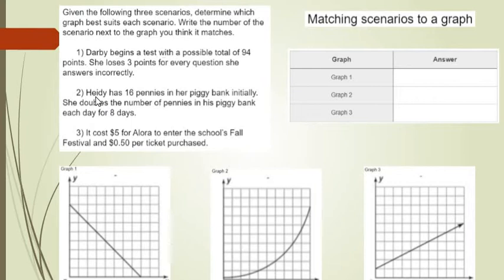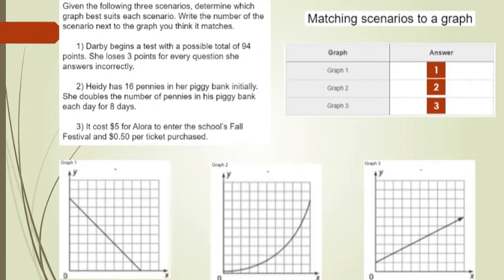Now, number 2, Heidi has 16 pennies in her piggy bank initially, and she doubles the number of pennies in her piggy bank every 8 days. And then scenario number 3, it costs $5 for Laura to enter the school's fall festival and 50 cents per ticket purchase. So right here, graph number 1, which scenario goes with it? Graph number 2, which scenario? Graph number 3, which scenario? Pause me when you find it.